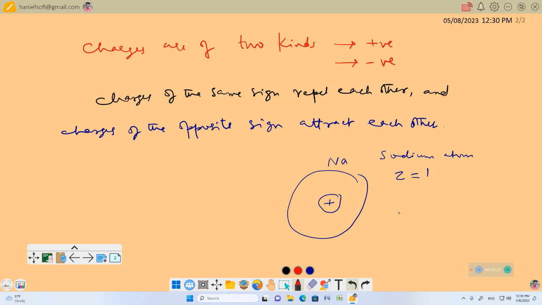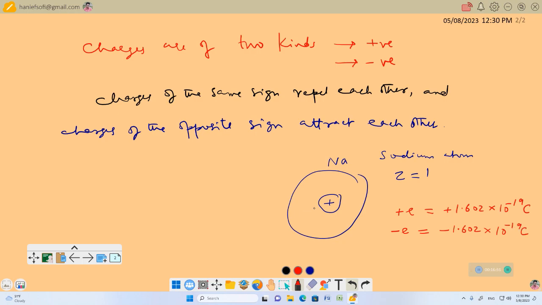One proton has 1e charge, that is plus 1.602 into 10 raised to power minus 19 coulomb. e stands for this value. An electron has minus e charge, which is minus 1.602 into 10 raised to power minus 19 coulomb.